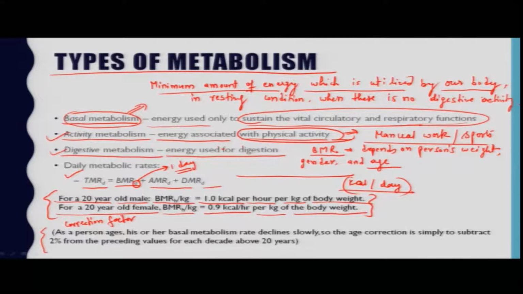As a person ages, his or her basal metabolism rate declines slowly. So the age correction is simply to subtract 2% from the preceding values for each decade above 20 years. We are going to implement this in the numericals which we will solve in the next slide, so that the understanding of this whole concept can be developed.